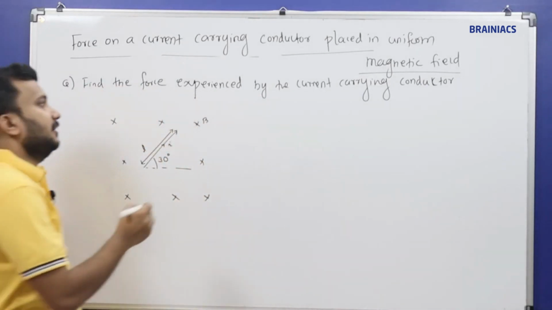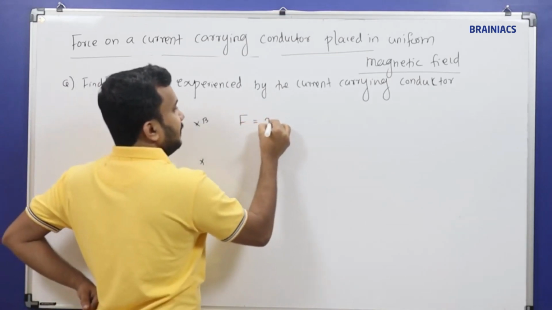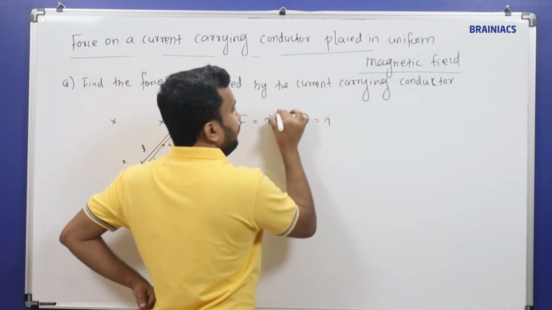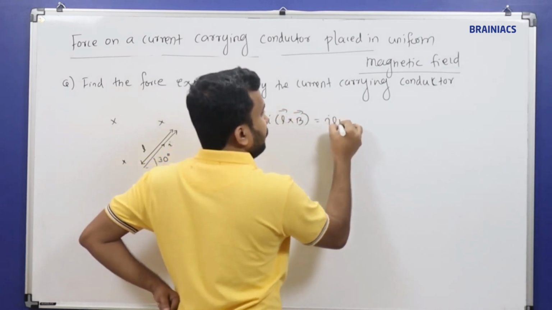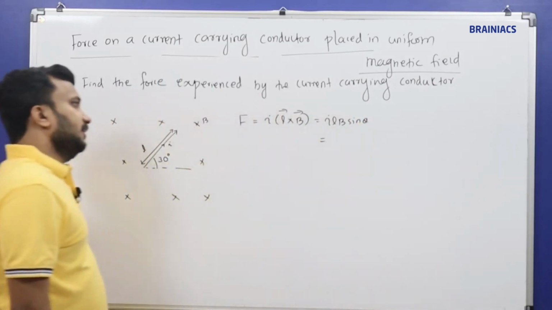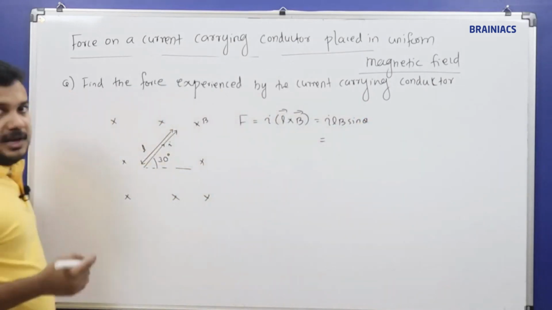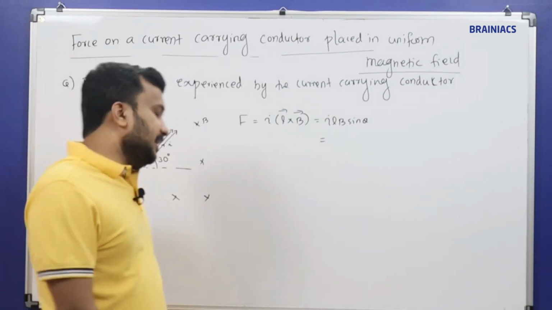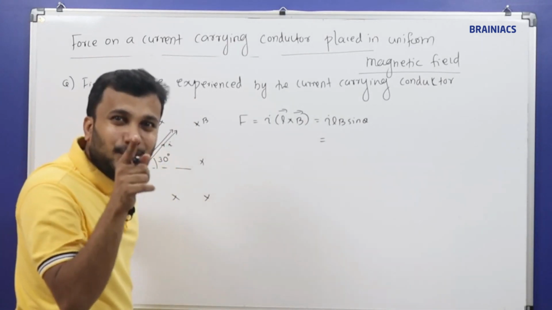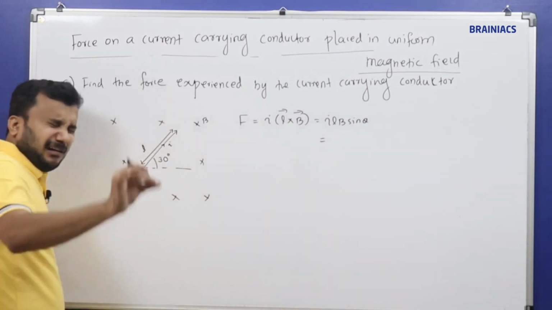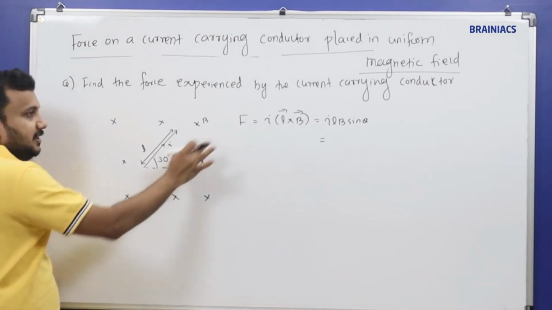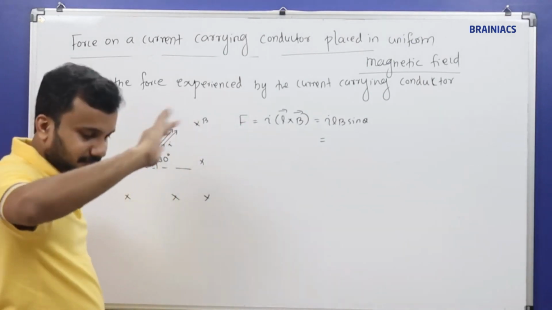The conductor is placed in a magnetic field. We know for a conductor, I into L cross B, which is equal to I L B sine theta. Theta is what? Theta is, again I told, the angle between L and B. Do not take 30 degree. 30 degree is the wrong answer. Pakka wrong. If you are taking 30 degree, it's stupidity. If you think that, gone.